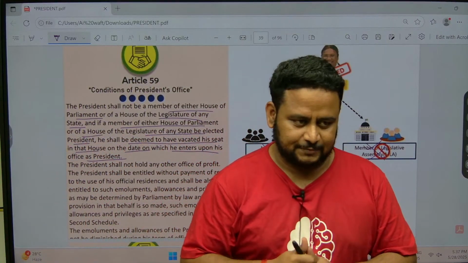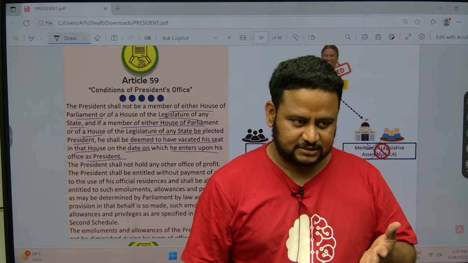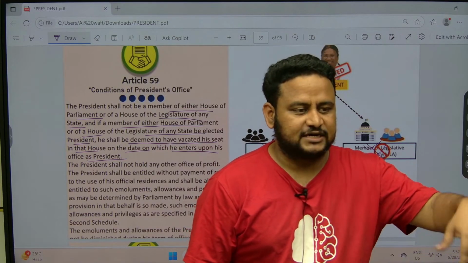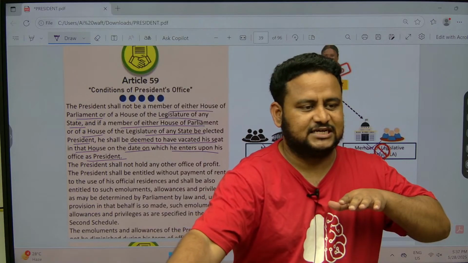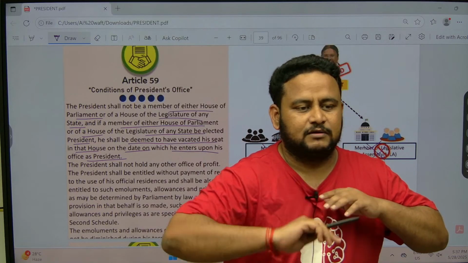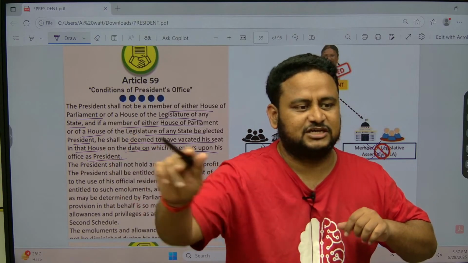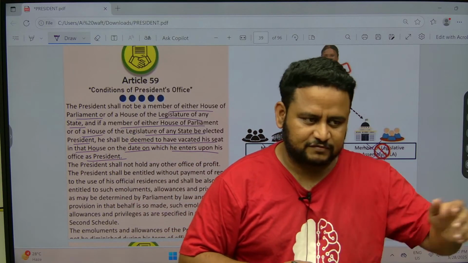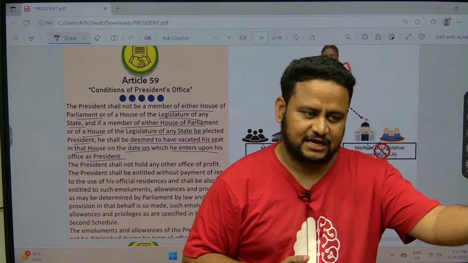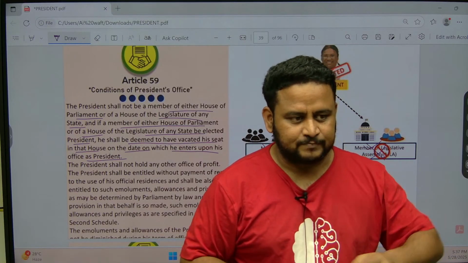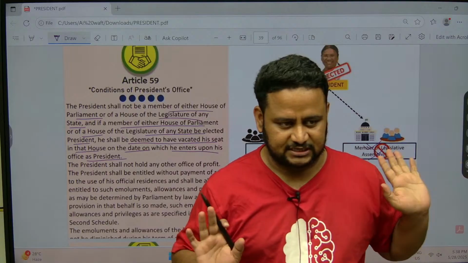Suppose I am the member of parliament. If I become the president, on the day which I take oath and enter the president's office, my member of parliament seat will be vacated. From that seat, from which constituency I have fought, there will be re-election for that seat. If I am the member of legislative assembly of state of Telangana or Andhra Pradesh, if I become the president, that seat will be vacated. That's it. That is the meaning of it.